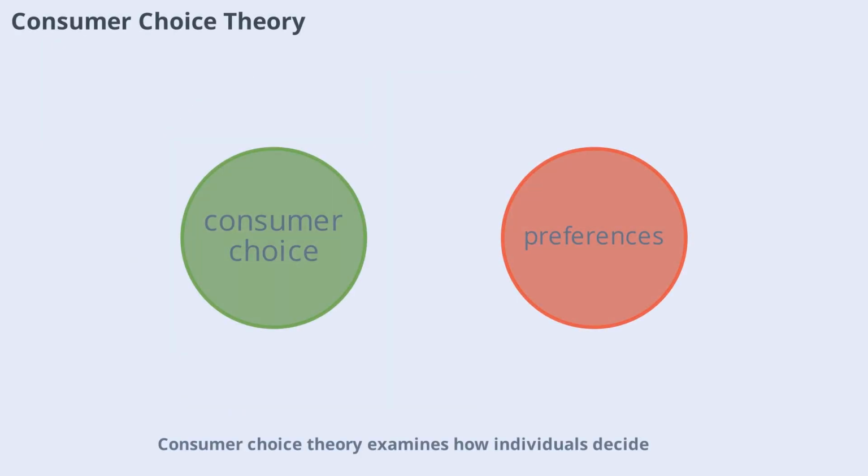Consumer choice theory examines how individuals decide what to buy given their limited resources. It considers preferences, budget constraints, and the prices of goods. This theory helps explain patterns in consumer behavior and market demand.